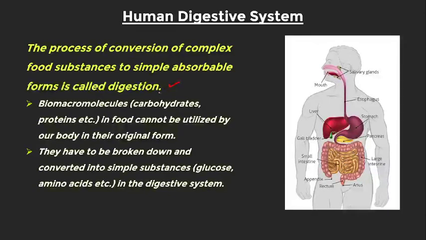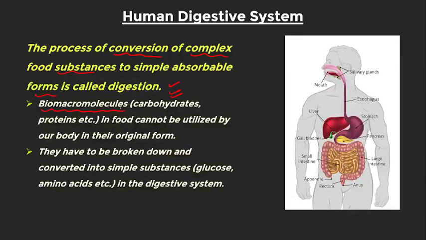We all have discussed this process many a time in our complete history of education. So let us repeat it today once again. The process of conversion of complex food substance to a simple absorbable form is called digestion. Now what is digested?